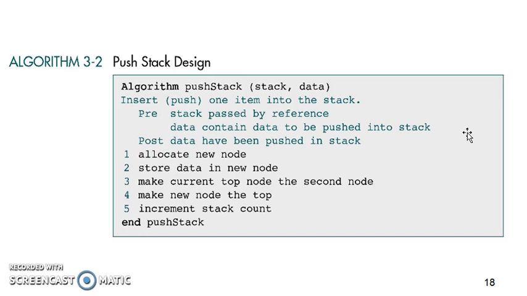First operation of stack is push. Here you need to allocate the new node. Here also we have two fields, data field and the next field. In the data field we are going to store the value and in the next field we are going to store the address of the next value. So first step, allocate the new node. Second step, store data in new node. Third, make current top node the second node. Fourth step, make new node the top, and finally increment the stack count.